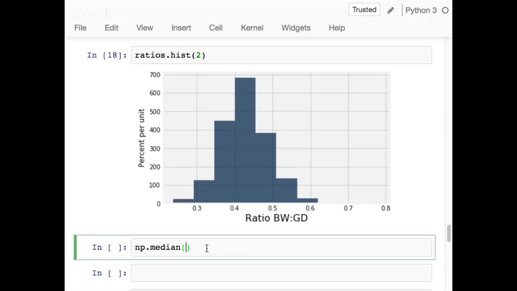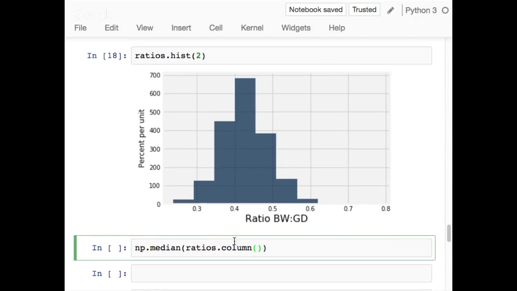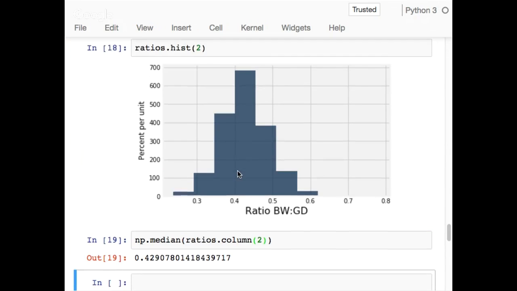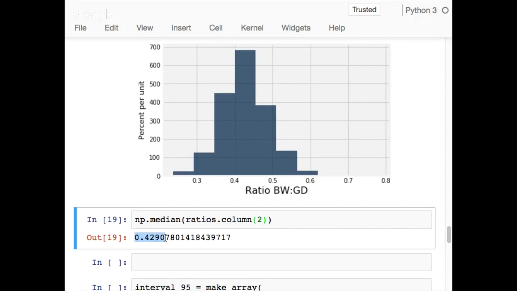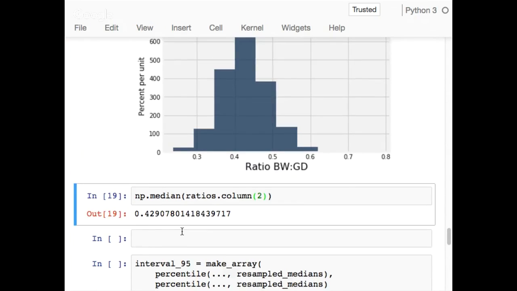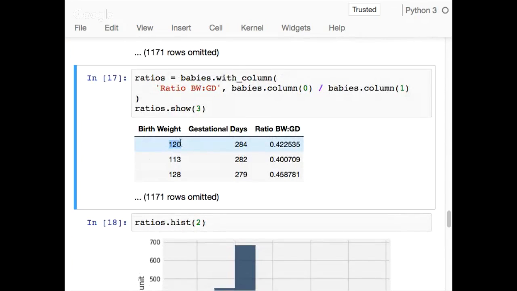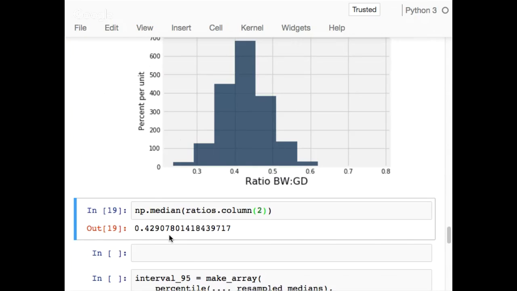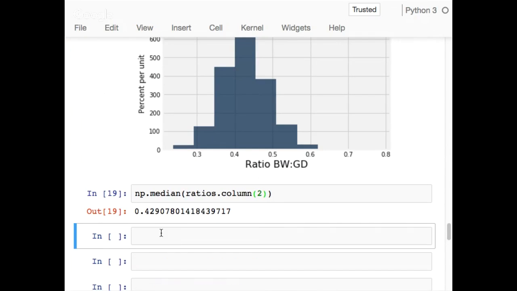Median ratios.column. The median of this column right here. So it looks like the median in my sample, the median ratio of birth weight to gestational days was about 0.43, which means that if a baby's in the womb for, let's say, 100 days, I would expect the baby to weigh about 42 pounds, 200 days, like 84 pounds, etc., according to my one sample. Okay. So I believe these are not in pounds. Probably way too much for a baby. I forget what units they are. I just realized 80-pound baby is a lot.